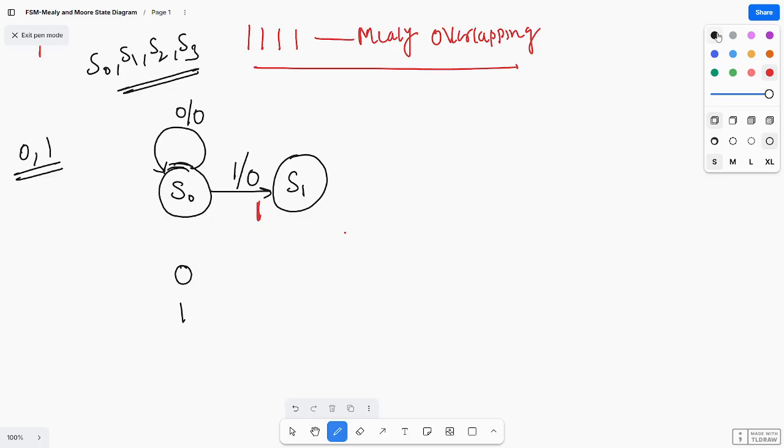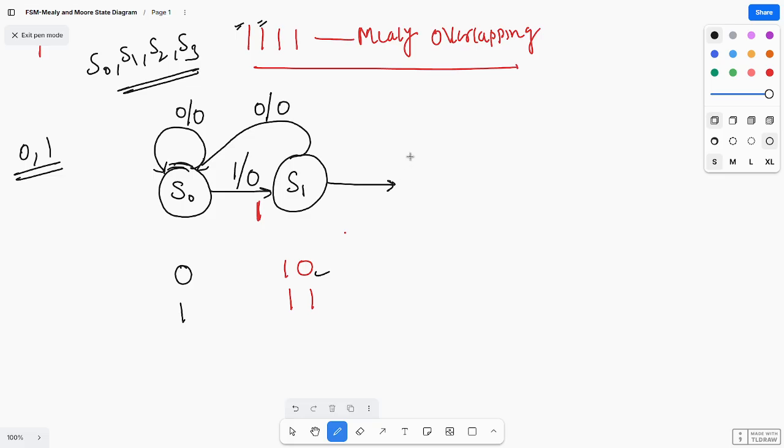Okay, and at S1 I need to check for what? I need to check for two cases. What is that? 1 0 and 1 1. So 1 0 and 1 1 means two bits I need to check for matching or not matching, and 0 means it is matching, so it will go to this state, and output is 0. If it is 1 0, it will go to S0, and if it is 1 1, it will go to the next state. I got the two sequences.